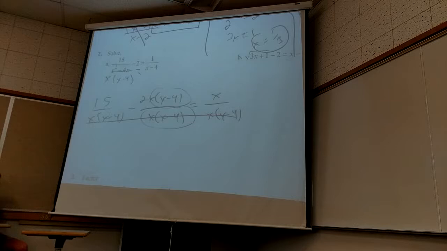Now, of course, when am I allowed to do this? As long as x is not equal to, as long as x is not, what makes the original problem undefined? 0 or 4. So assuming x is not 0 or 4, what I just did is legal. If I get 0 or 4 as an answer, I must throw them out, because I assumed there wasn't that.